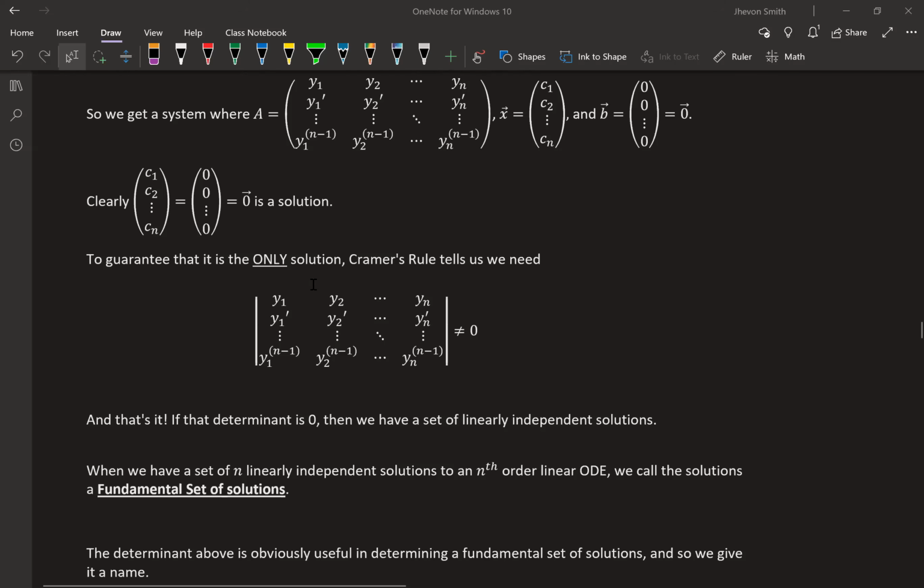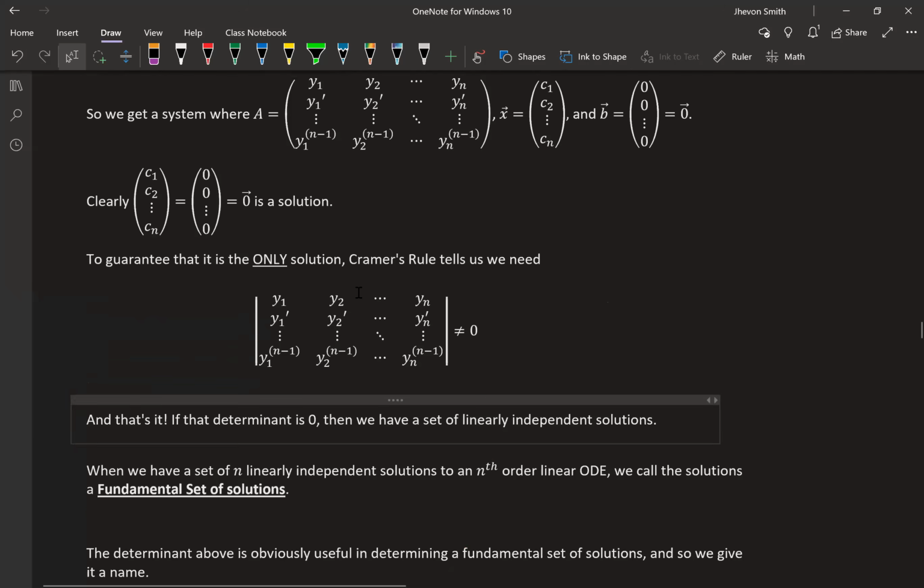Now, whenever I have a set of functions where none of them are redundant, I call that a fundamental set of solutions. So in this case, if this determinant is not zero, then the functions y1, y2, y3, all the way up to yn, I call that set of solutions a fundamental set of solutions. It means that they would solve some nth order differential equation, and they solve it in such a way that none of them are redundant. I actually need all of them to describe the solution to this differential equation.